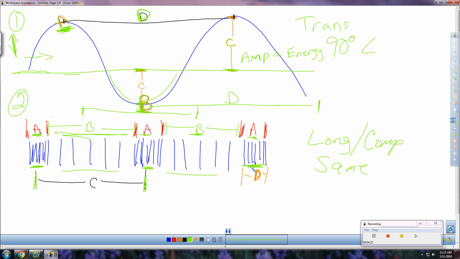Amplitude is going to be how tightly those things are compressed together. The more tightly it's compressed together, the more amplitude that compressional longitudinal wave has. Questions about waves?